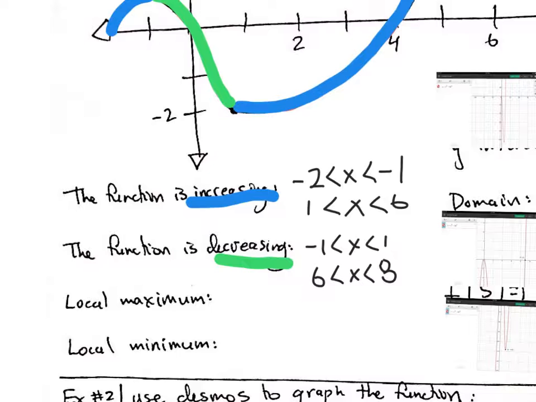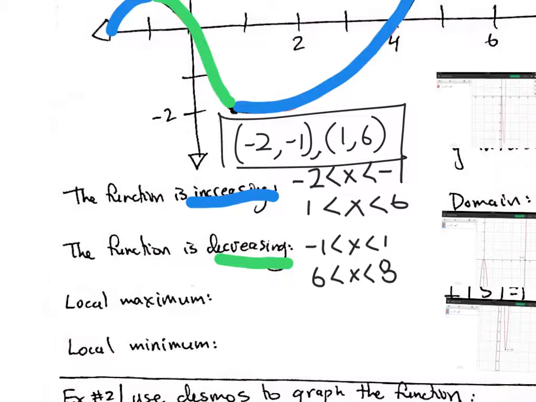We can also use what is known as interval notation. So between -2 and -1, we can just say -2, comma, -1. We have another interval, and that is from 1 to 6. So from 1 to 6, like that. So this is another way of writing that. We call this inequality notation, and we call this interval notation.